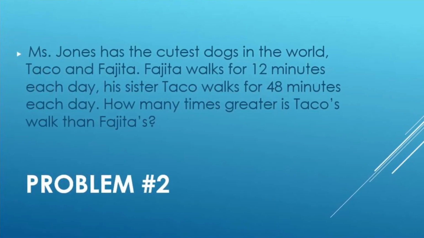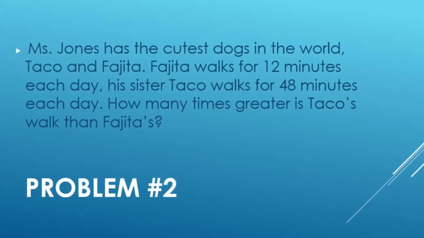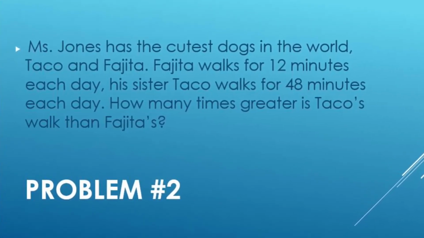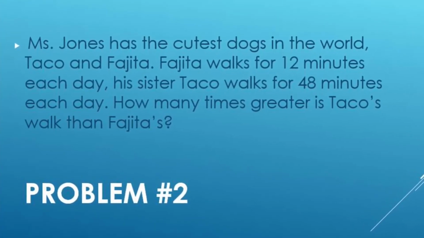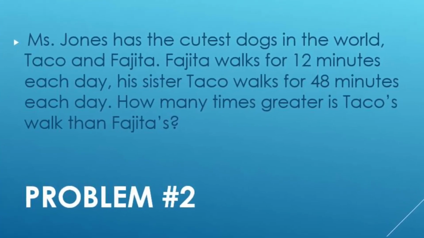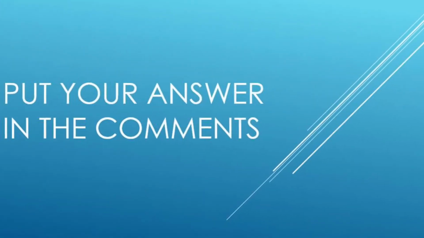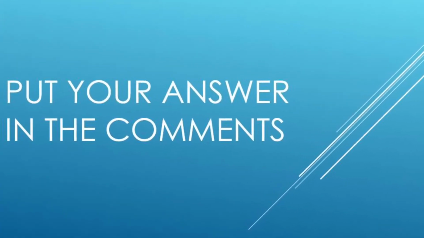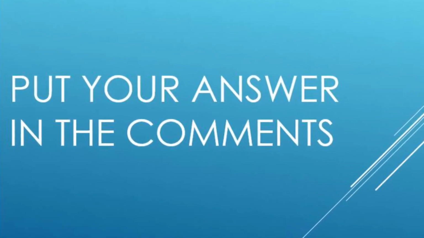Now let's try problem number 2. Miss Jones has the cutest dogs in the world, Taco and Fajita. Fajita walks for 12 minutes each day. His sister Taco walks for 48 minutes each day. How many times greater is Taco's walk than Fajita's? Make sure you have put your answer in the comments. If you need to, pause the video and go back to finish solving before we get to the answer.